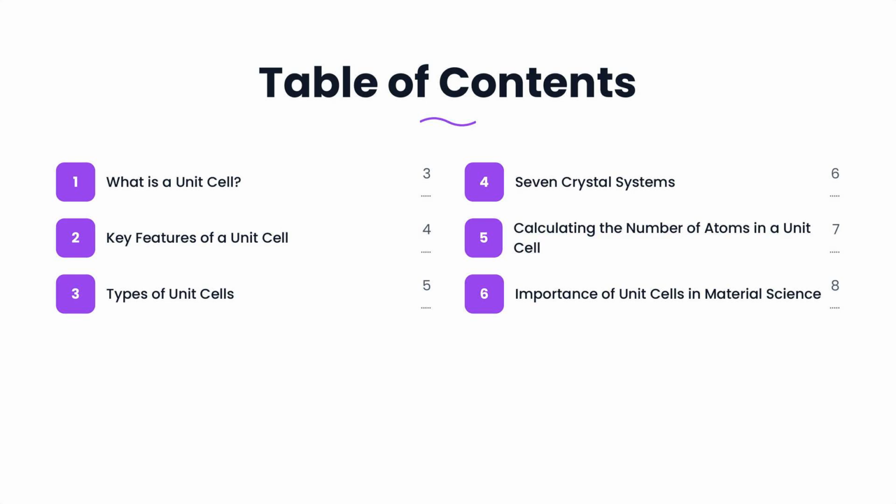Welcome to our comprehensive study of unit cells in crystallography. This table of contents outlines the key topics we will cover in understanding the fundamental building blocks of crystalline materials. We'll start with the basic definition of unit cells and explore their key features. Then we'll examine the different types of unit cells and the 7 crystal systems that classify all crystalline structures. We'll also learn practical calculations for determining atomic content and conclude with the real-world applications in material science.